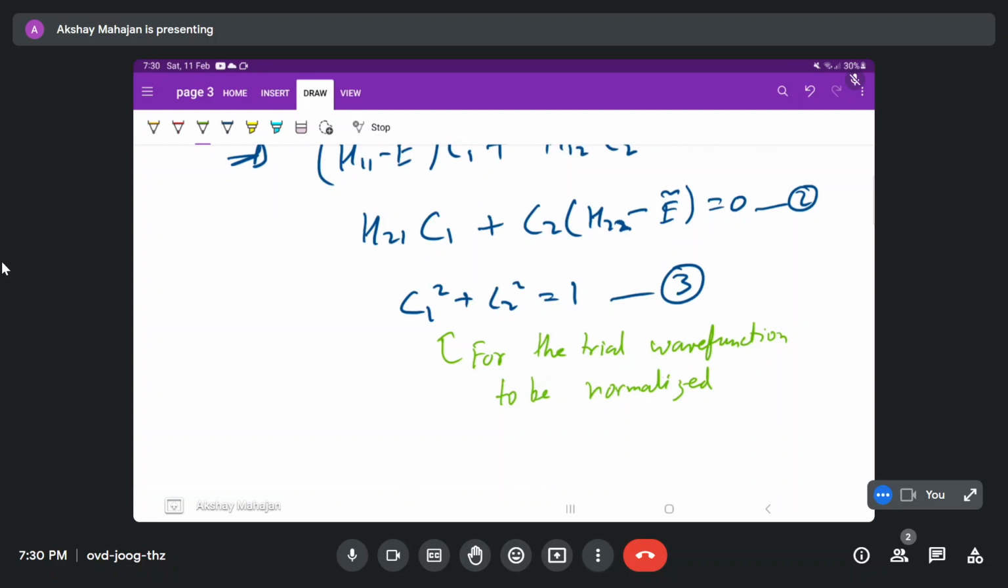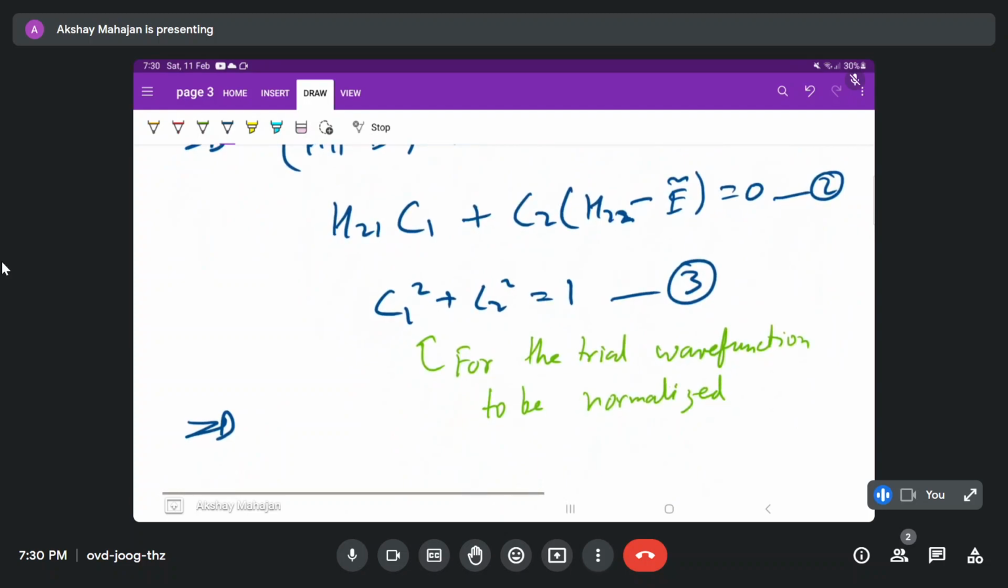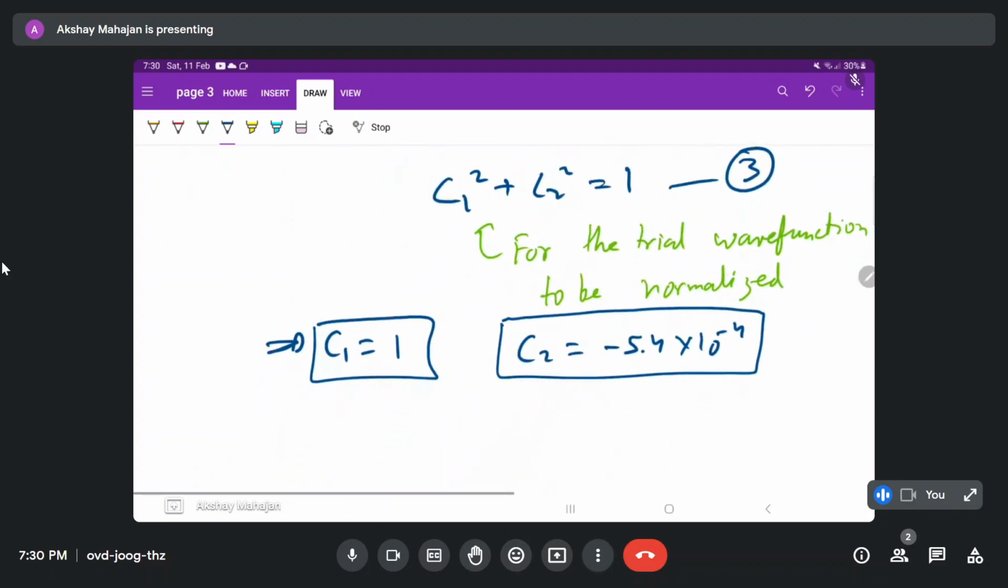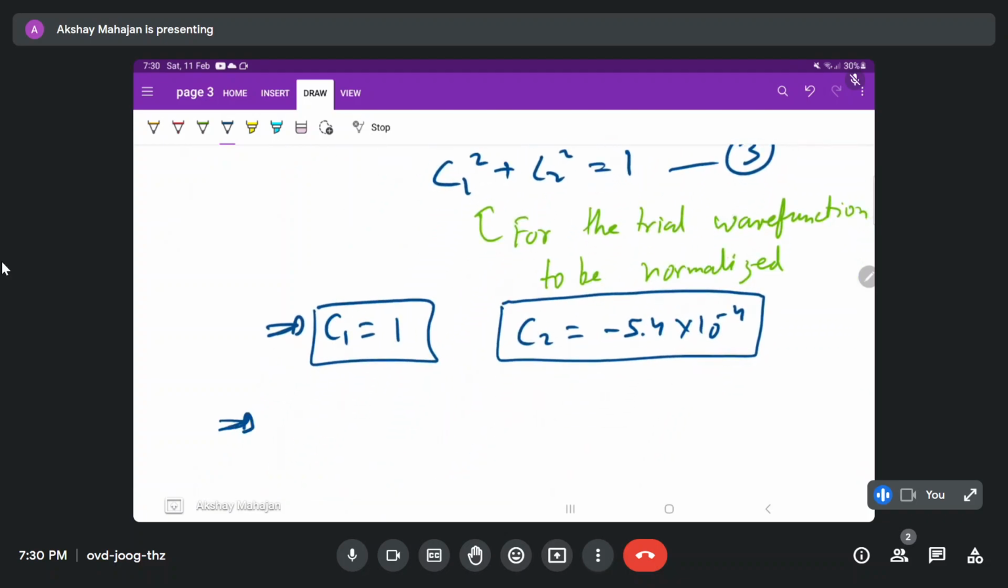So when solving all these three equations, for this particular E tilde that we have obtained, you can check these calculations, but they are quite complicated. Basically what you will obtain is c1 equals to 1 and c2 equals to minus 5.4 times 10 to the power minus 4. This will be our result. Now this is the interesting part finally, that we are getting our answer.